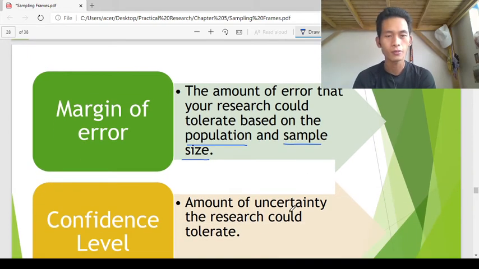Later, I will show you how to compute the sample size through Slovin's formula using different margins of error. And I will tell you the standard percentage of margin of error, the amount of error that the research could tolerate.